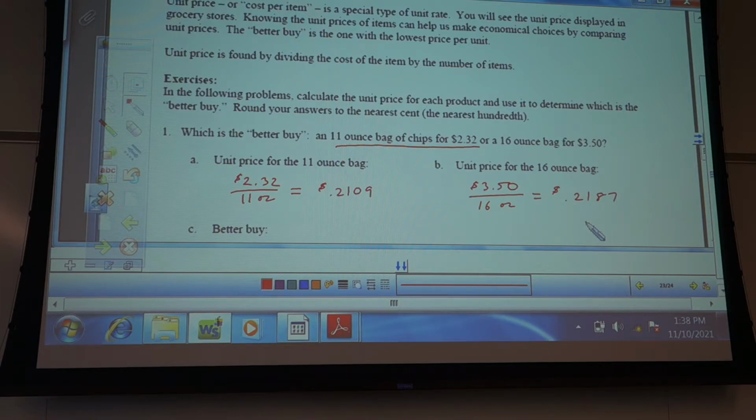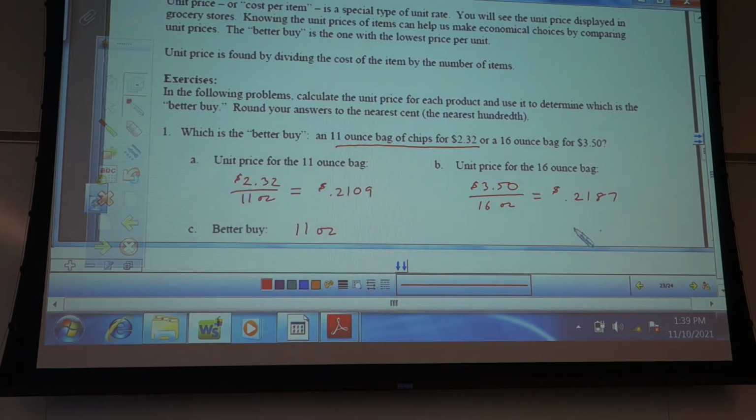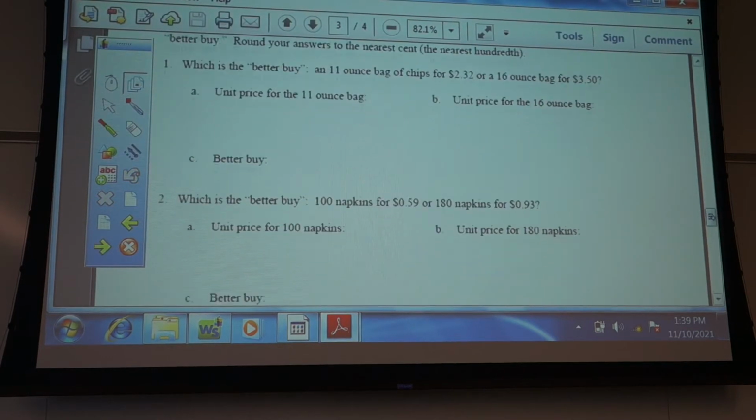So which one is a better price? Which one's a better buy? Which one's cheaper? The 11 ounce bag. Yep, the 11 ounce. I did it wrong. Wait, so that 11 is supposed to go on the bottom? Yes, you want the price per ounce. Oh, okay, gotcha. Money on top.